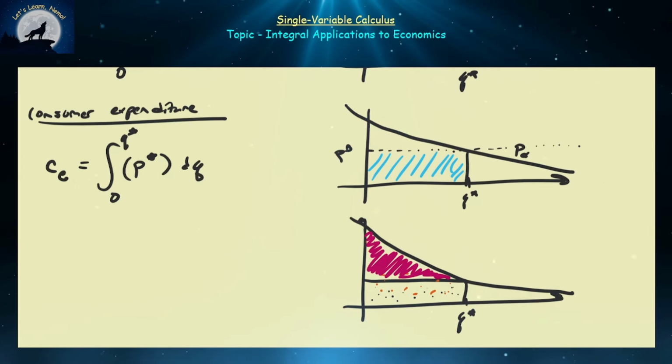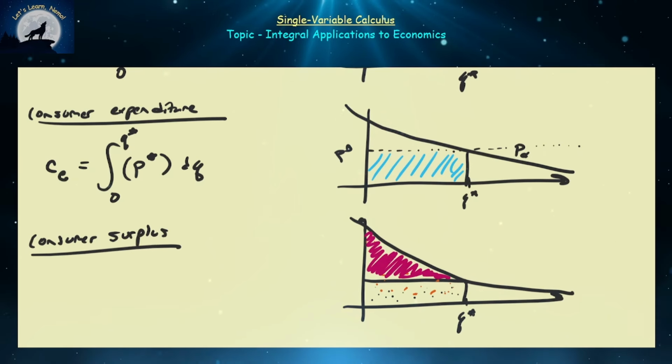So if we were to add up the consumer expenditure, the area of the rectangle, plus this shaded red region, we would get the entire willingness to pay. This shaded red region is what we refer to as the consumer surplus. Consumer surplus. And we'll give interpretations of these in a minute.